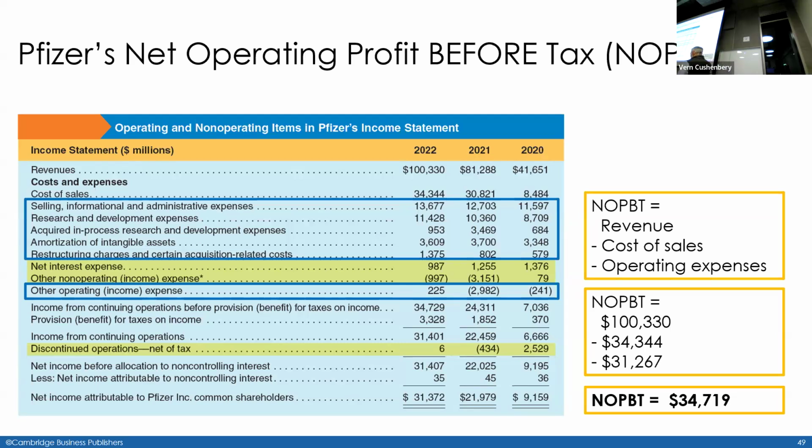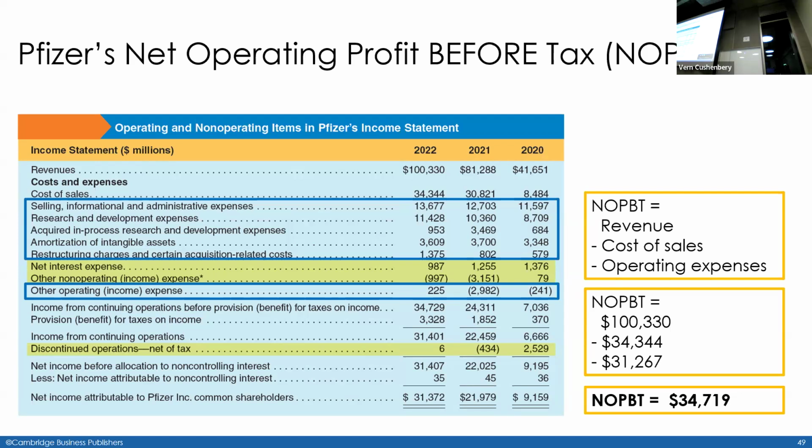Okay, here again, we're looking at Pfizer. We have our net operating profit before tax, which is revenue less cost of sales. Cost of sales is a single line item. So net operating profit before tax equals revenue less cost of sales, and then we subtract off operating expense. Cost of sales is usually easy to identify because it's a single line item.